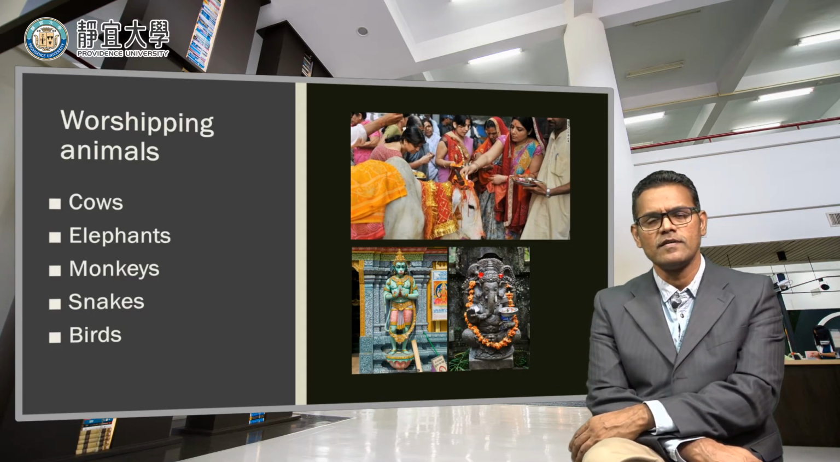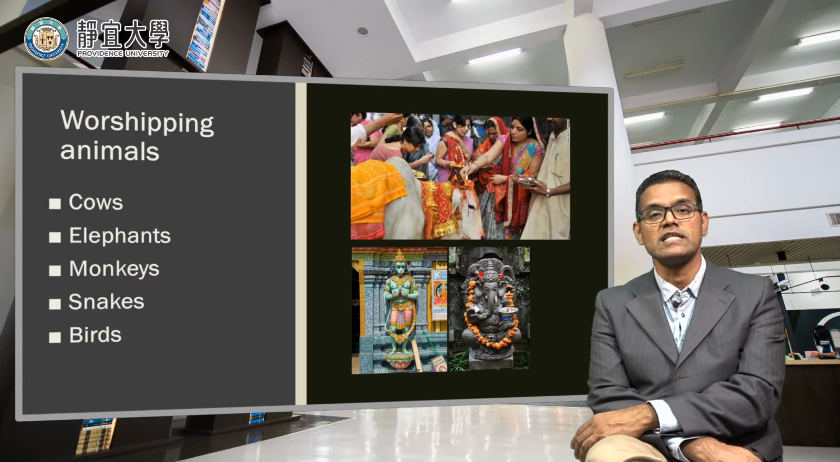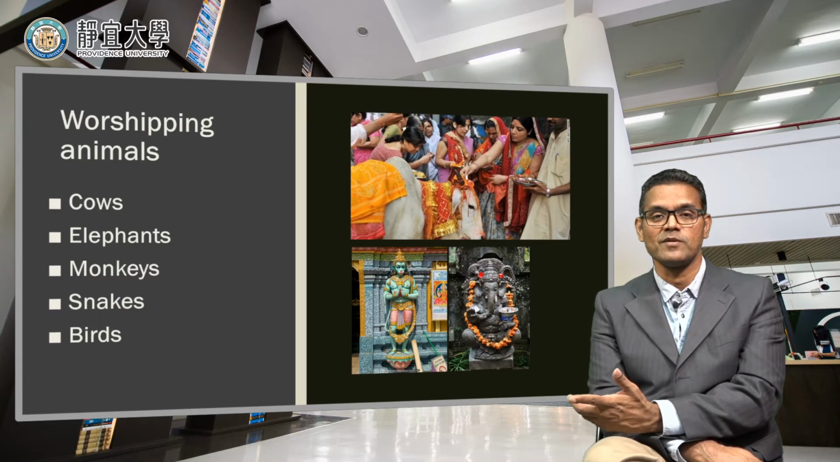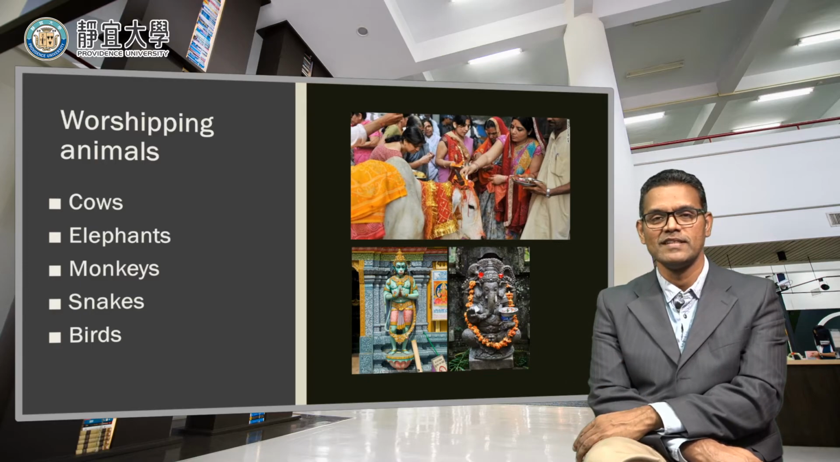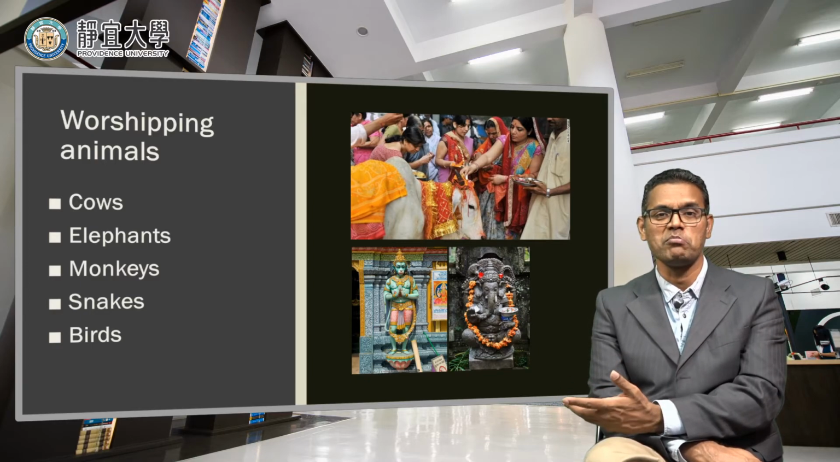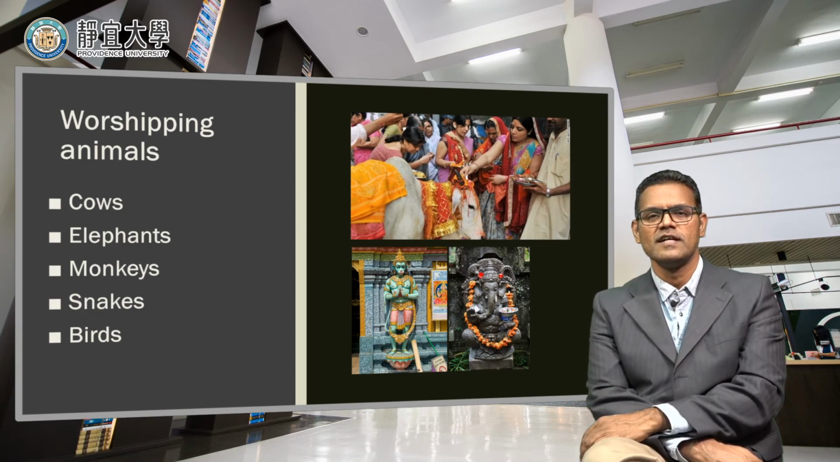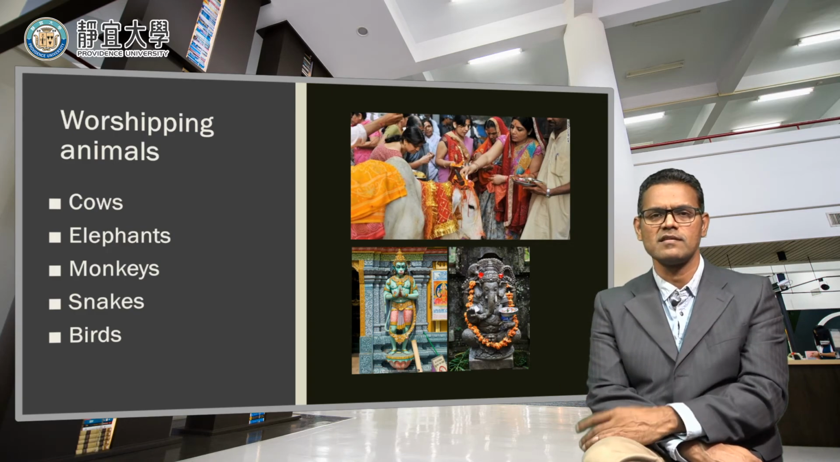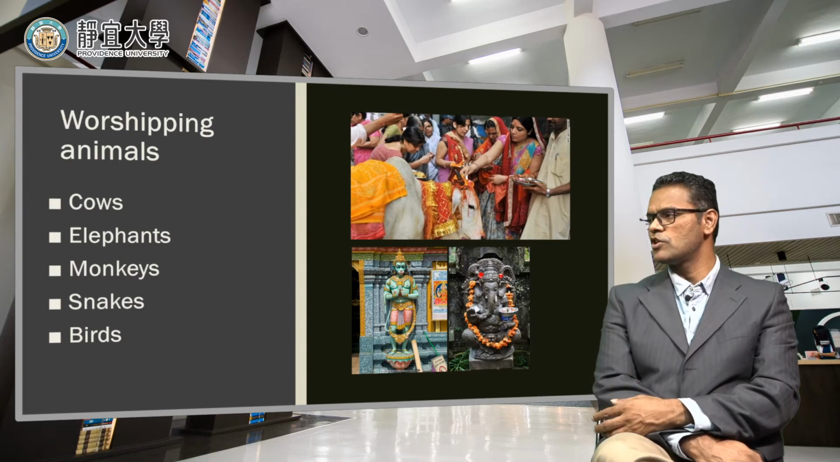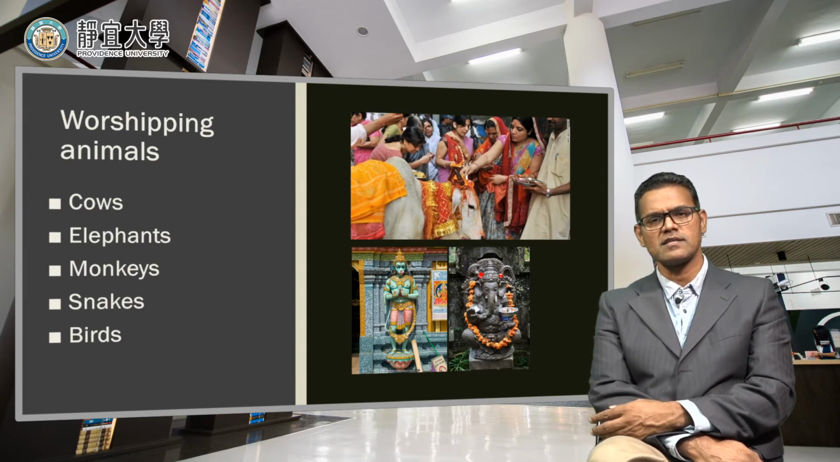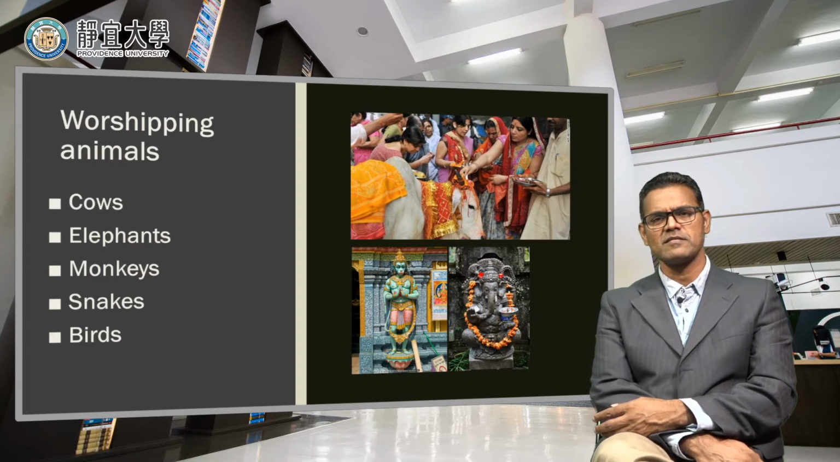If you see some cows on the roads in India, it means we respect them. Because that's their place, it's not your place. That kind of idea, philosophy. I'm not going to go deep into it. This is all just an example, right? We worship cows, elephants, monkeys, rats, snakes, birds.